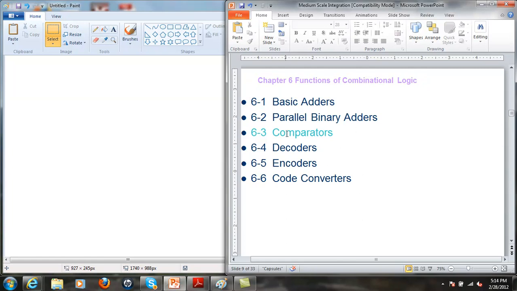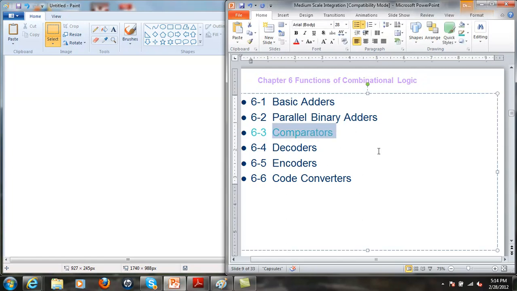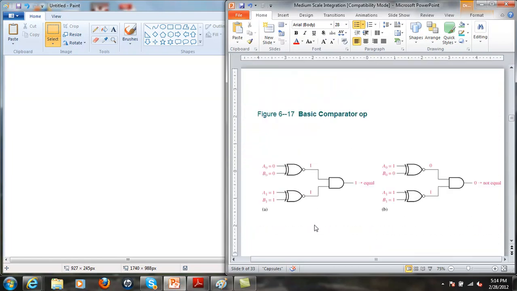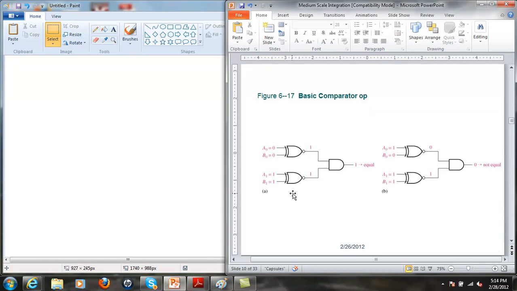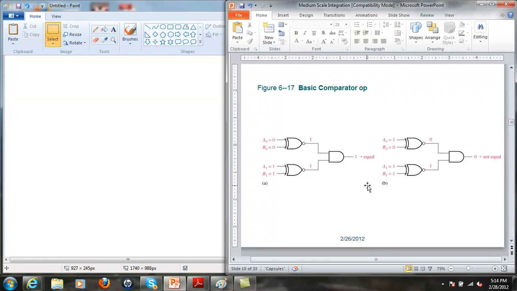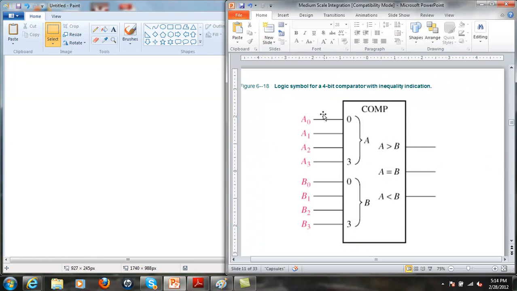So the next chip that we'll look at is a comparator. So this compares two numbers and determines whether they're greater than, less than, or equal to. So this is the functionality of a comparator. So if you have a 2-bit comparator, it's comparing A0, A1, and B0, B1. There's a circuit that will determine whether they're equal or not equal. So it might look something like this.